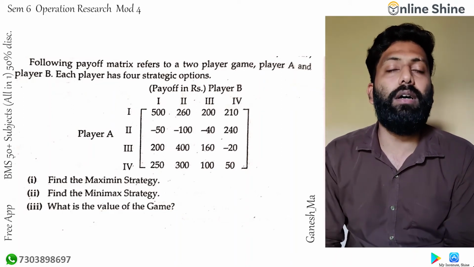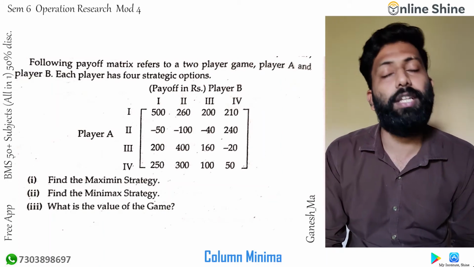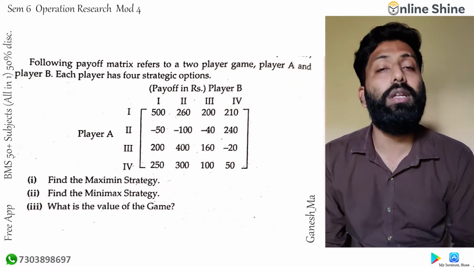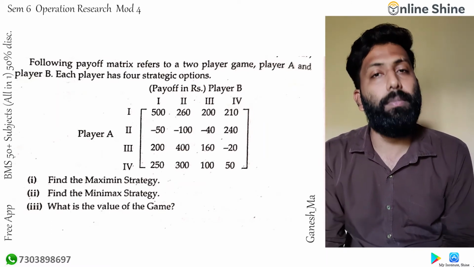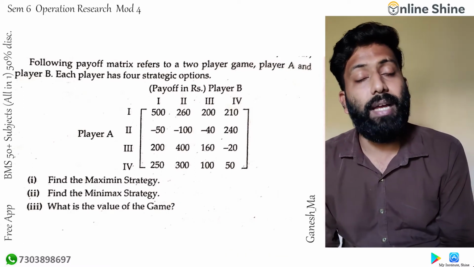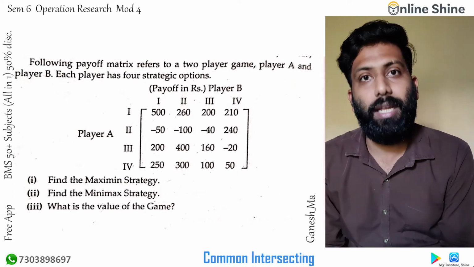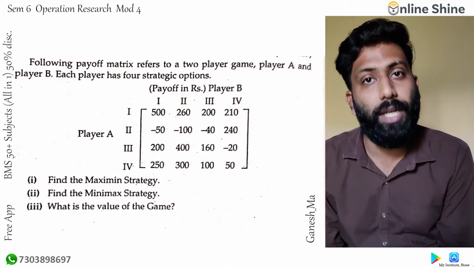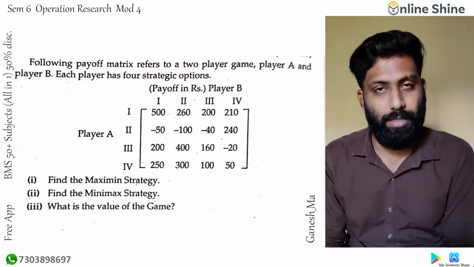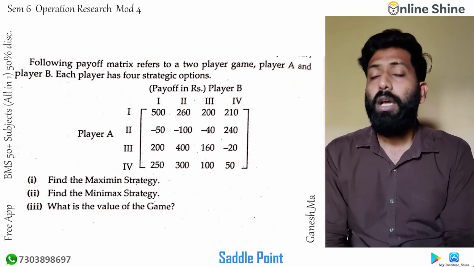So together, in the row minima we need to find the maximin criterion, and in the column maxima we need to find the minimax criterion. So when we compare, we get a common intersecting value, that is known as a saddle point. The saddle point is a point where when we calculate the column maxima and row minima, we get a common point, and that's known as the saddle point.